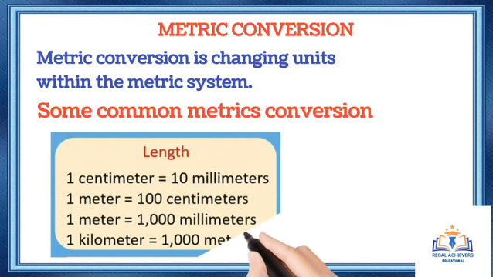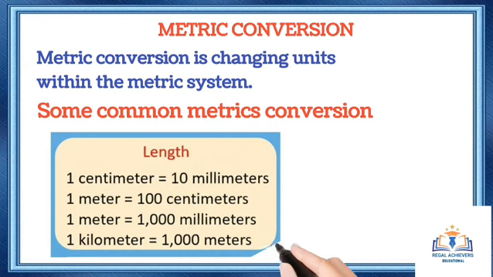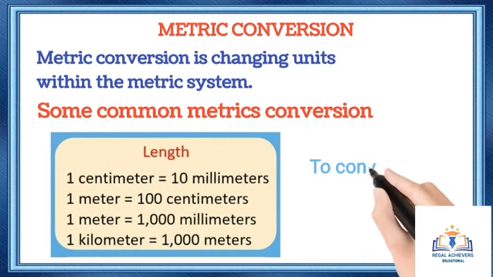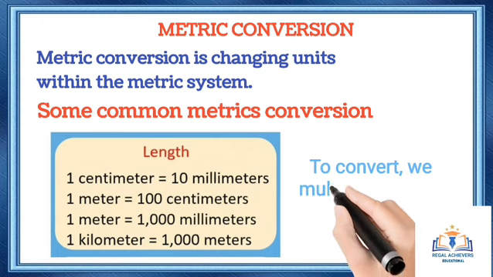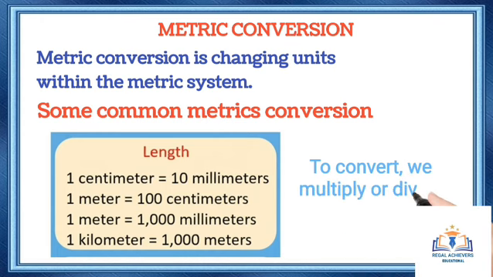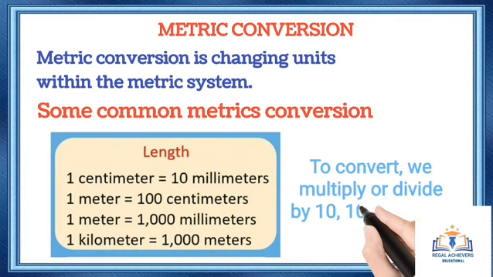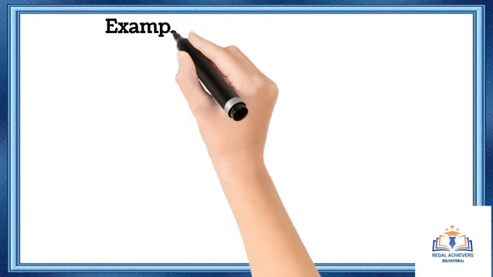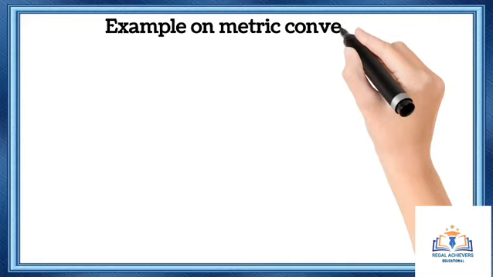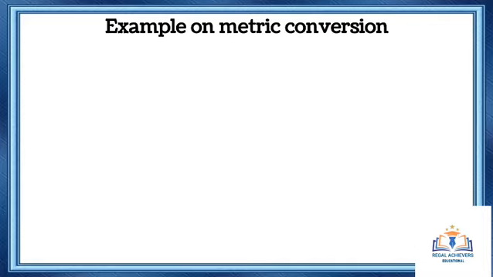That is 1 centimeter equals 10 millimeters. 1 meter equals 100 centimeters. 1 meter equals 1000 millimeters. And 1 kilometer equals 1000 meters. To convert, we multiply or divide by 10, 100, and 1000. Easy.